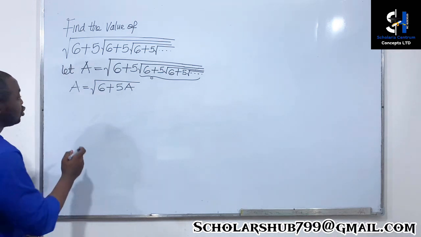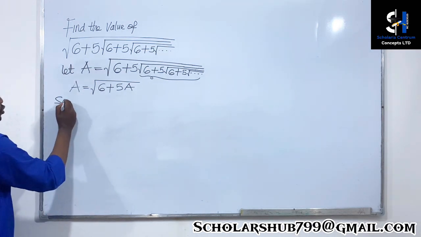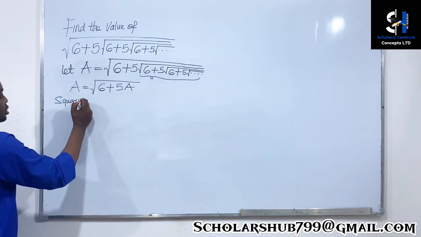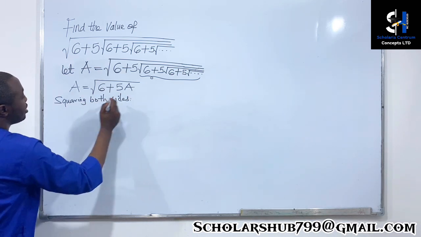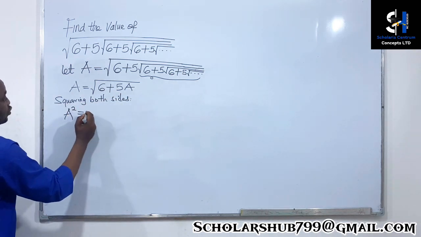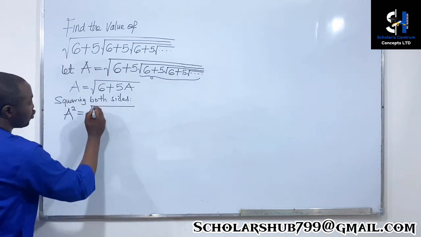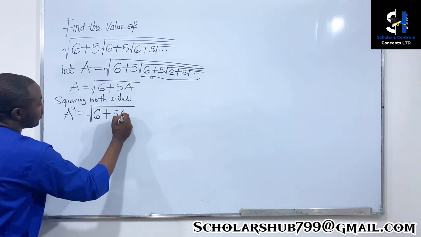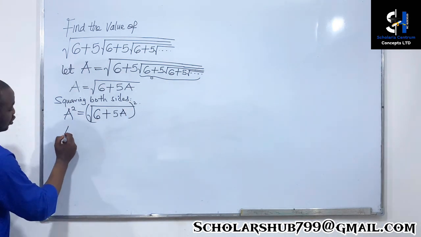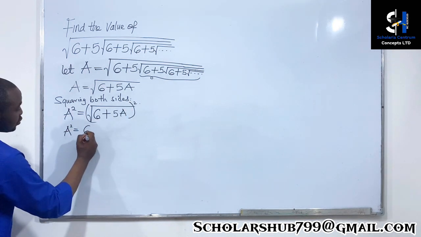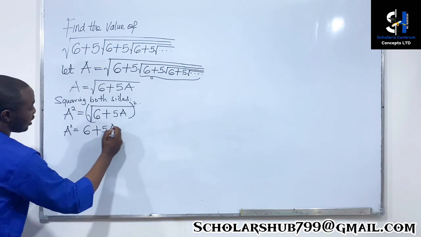So the next thing to do is to square both sides. By squaring both sides, this will be A squared, and then we have the square of the square root of 6 plus 5A, which is 6 plus 5A. So in this case, this will be A squared equals 6 plus 5A.